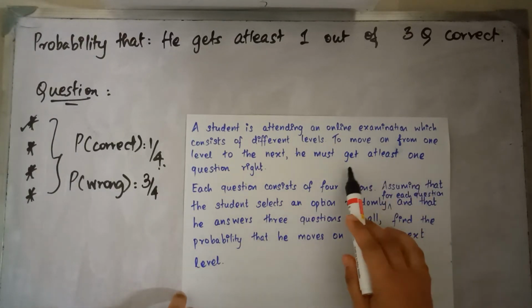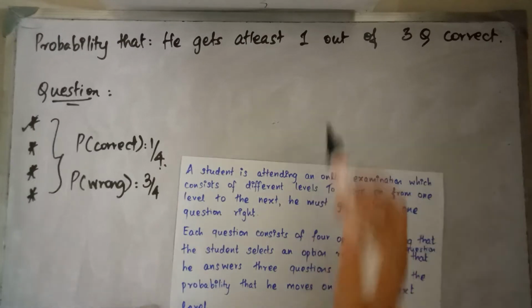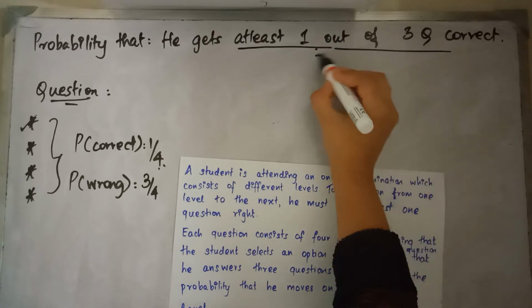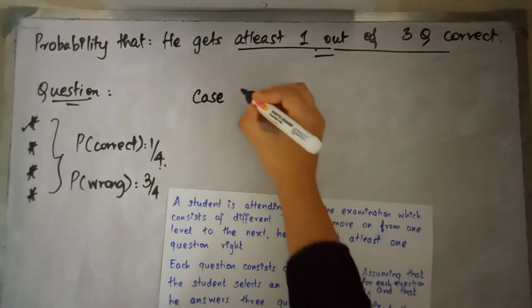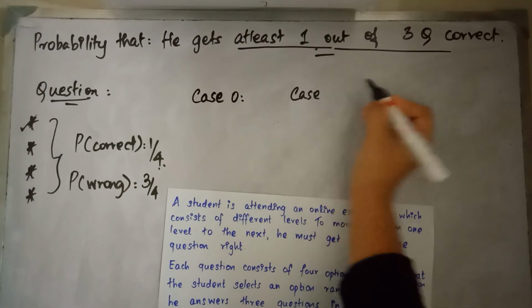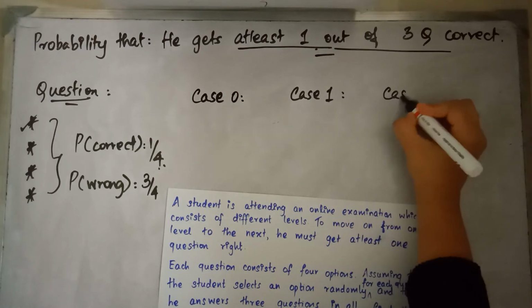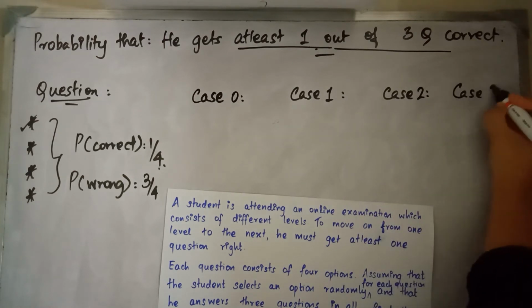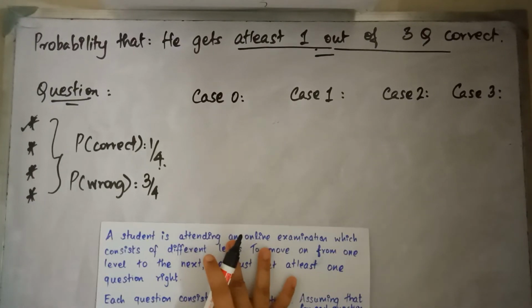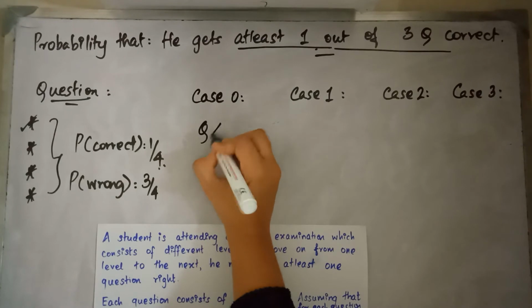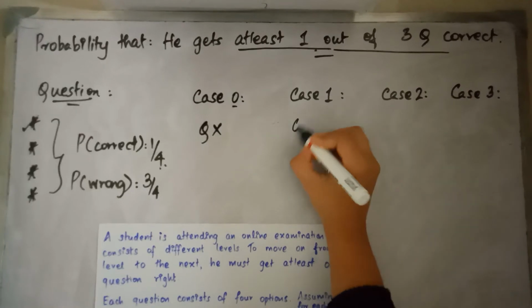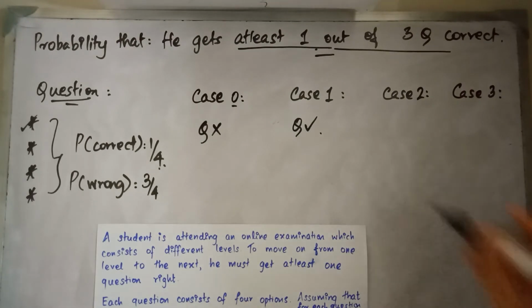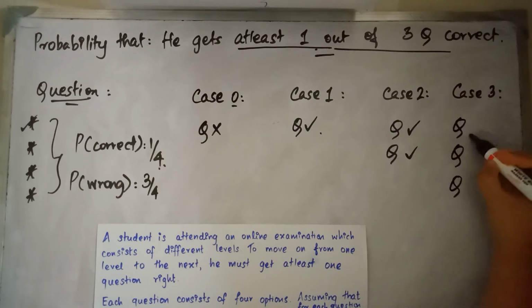Now let's look at what the question requires of us. We have to find out the probability that he gets at least one question correct. At least 1 out of 3. Now what does this actually mean? First, let's list out the different cases that can actually happen. We have case 0, 1, 2 and 3. In case 0, he could get none of the questions correct. In case 1, he could get just one question correct. In case 2, he could get 2 questions correct. And in case 3, he could get 3 questions correct.